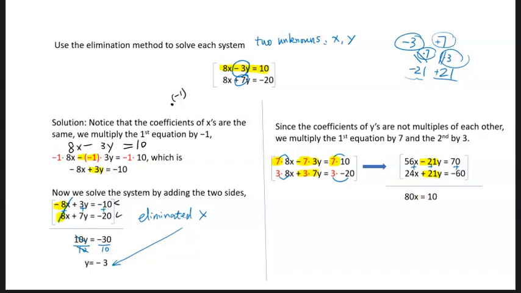After we add 56x and 24x, we got 80x, and these two cancel each other. 70 plus -60, we got +10. In order to get x by itself, we divide both sides by 80. Notice that they have 10 in common, so let's divide both numbers by 10. So we have x equals 1/8. And now since we found numbers for both variables, we can stop.